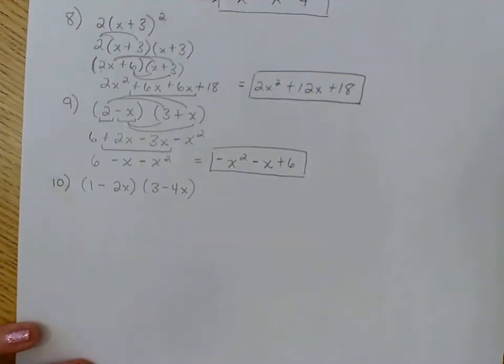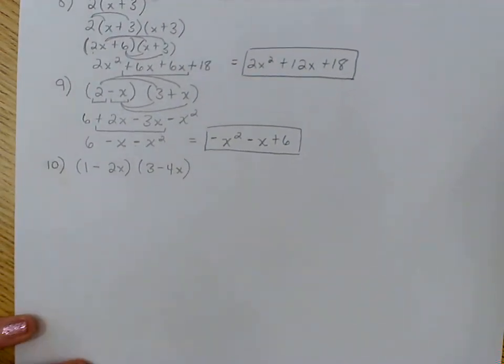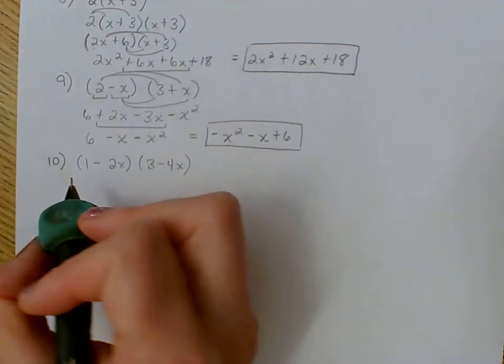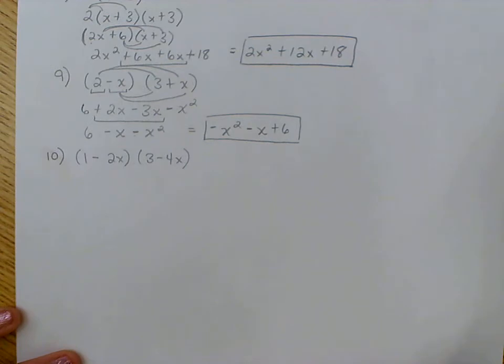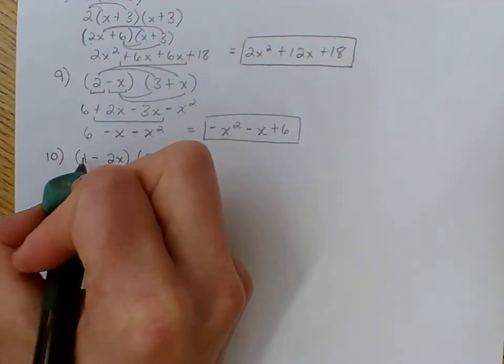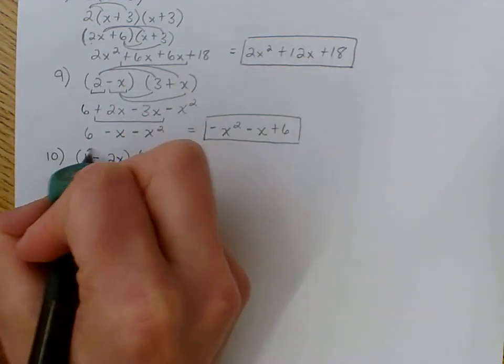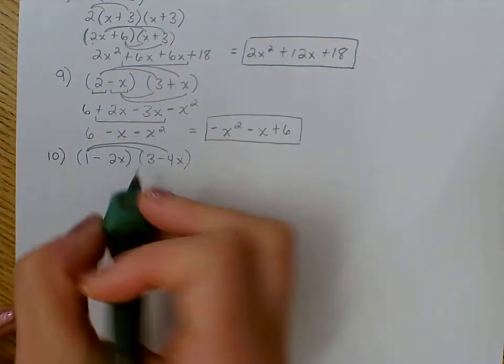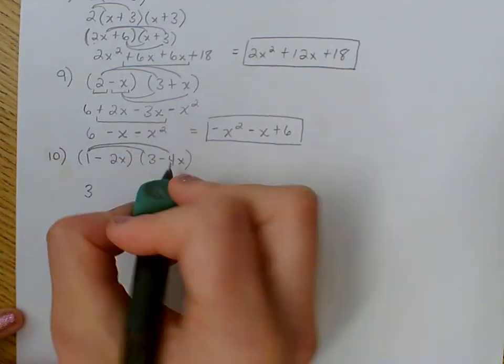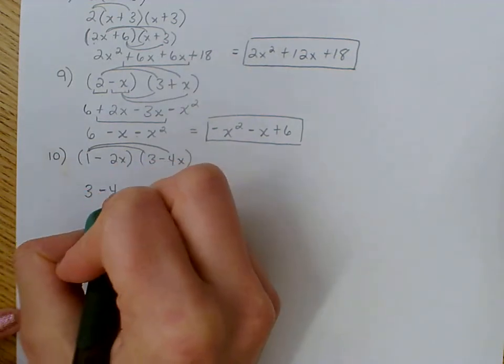So let's do one more that's kind of mixed up, and then just let me know if you have questions after that, all right? So this one, you've got nothing between them, so that means you're going to be distributing like you did the one before, okay? So we're going to start with our 1 and distribute it, so it's going to be 1 times 3, and then 1 times the negative 4x, so 1 times 3 is 3. 1 times negative 4x is negative 4x.